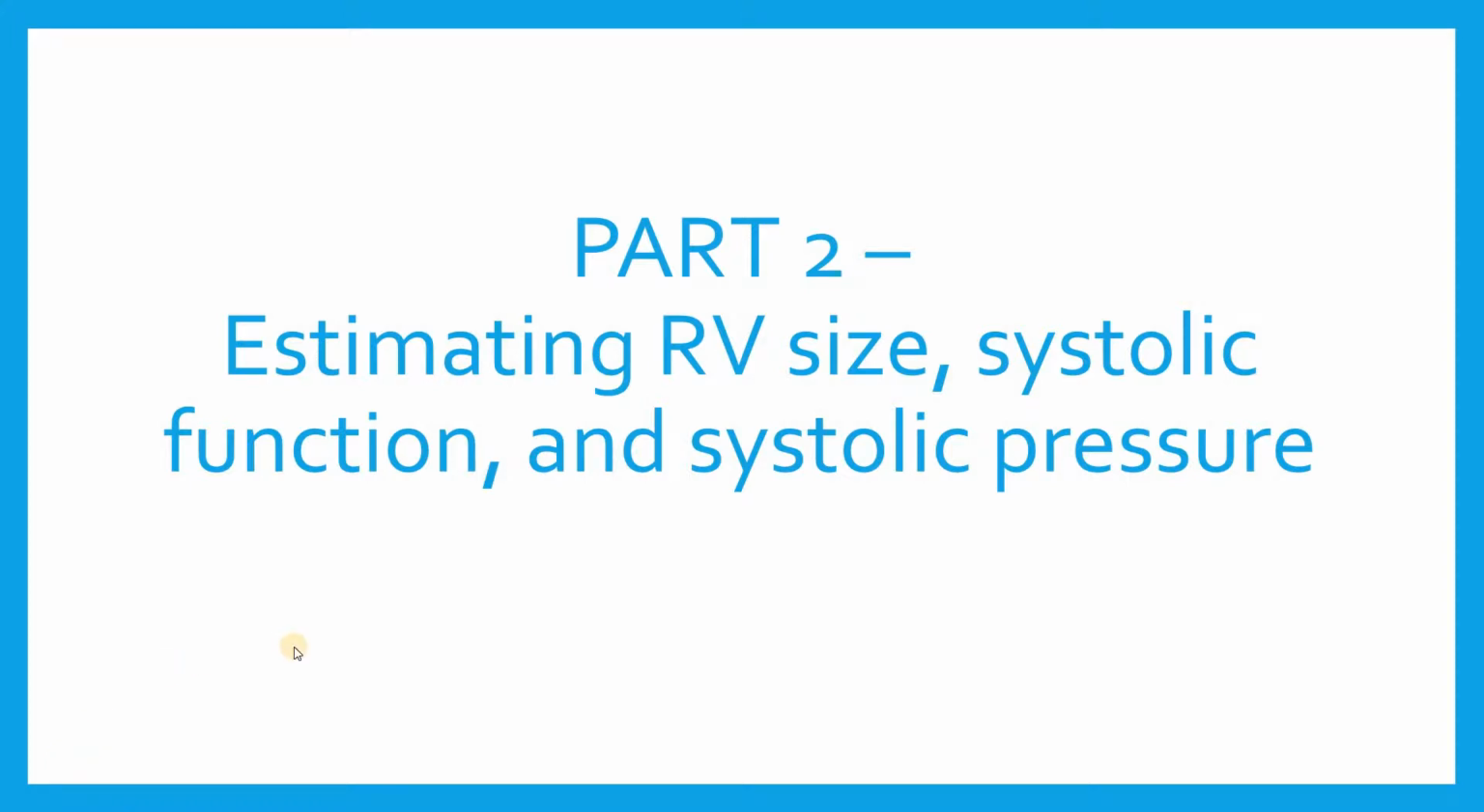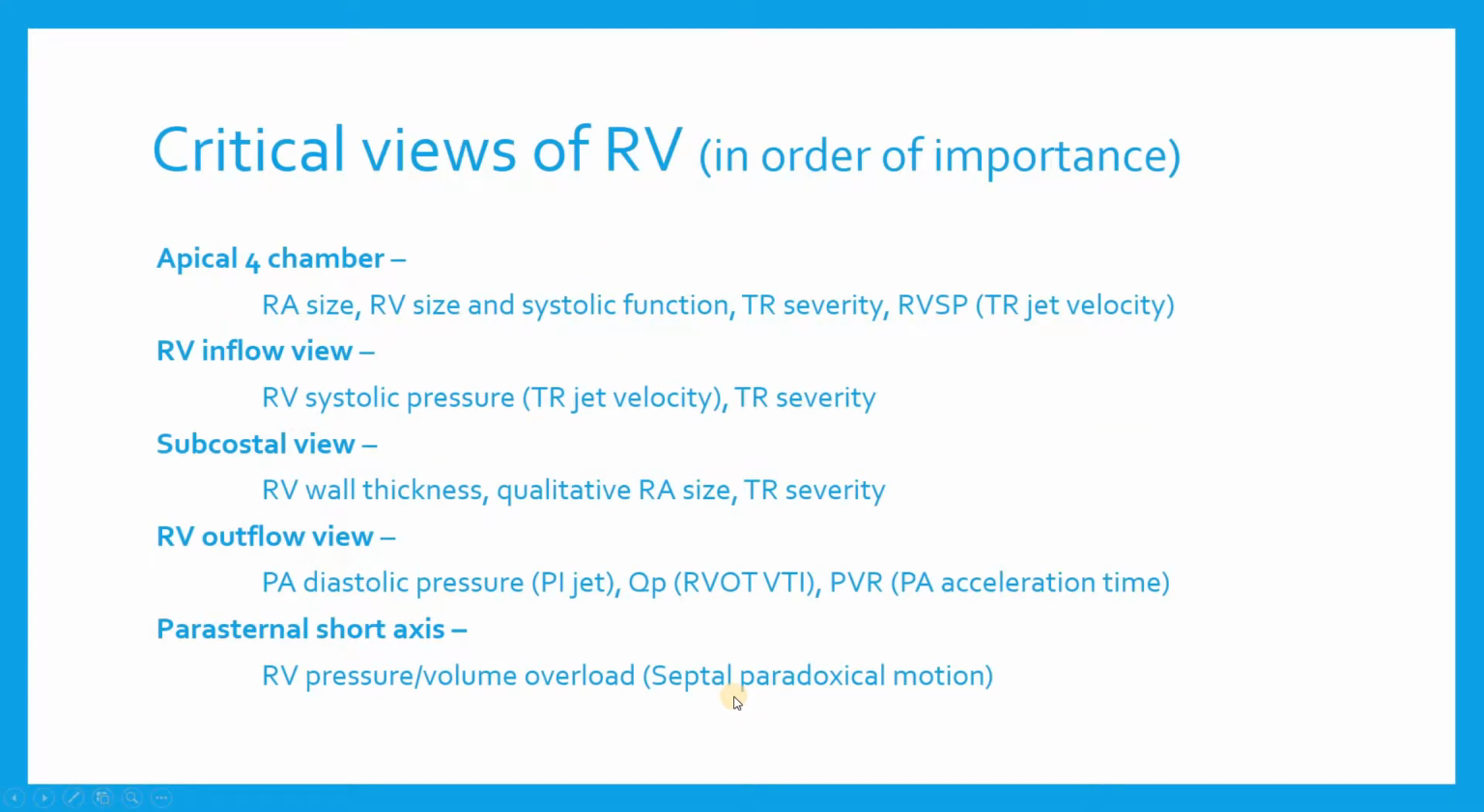All right, this is part two of the right ventricular function in the ICU series. Now we're going to talk about estimating RV size, looking at systolic function and systolic pressures of the RV. So we're going to start with our most critical view of the RV, and I've put these in what I consider to be the descending order of importance, from most important to least important in the ICU, at trying to understand right ventricular function and pulmonary hemodynamics.